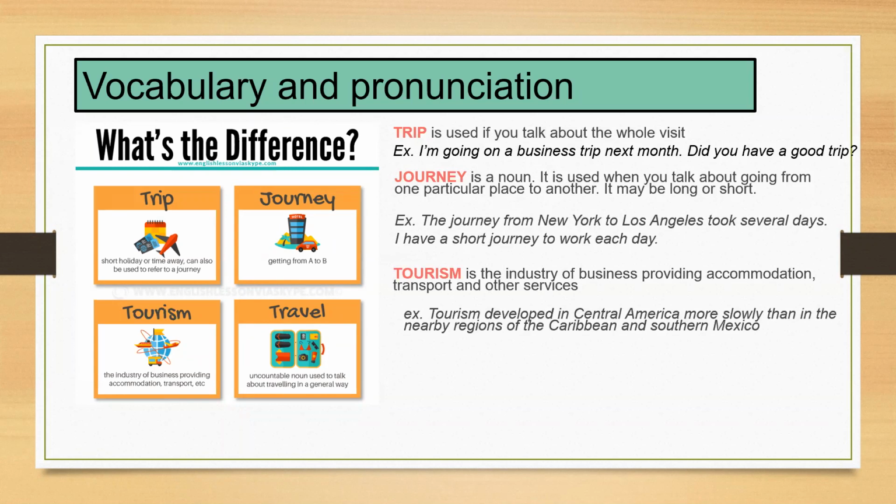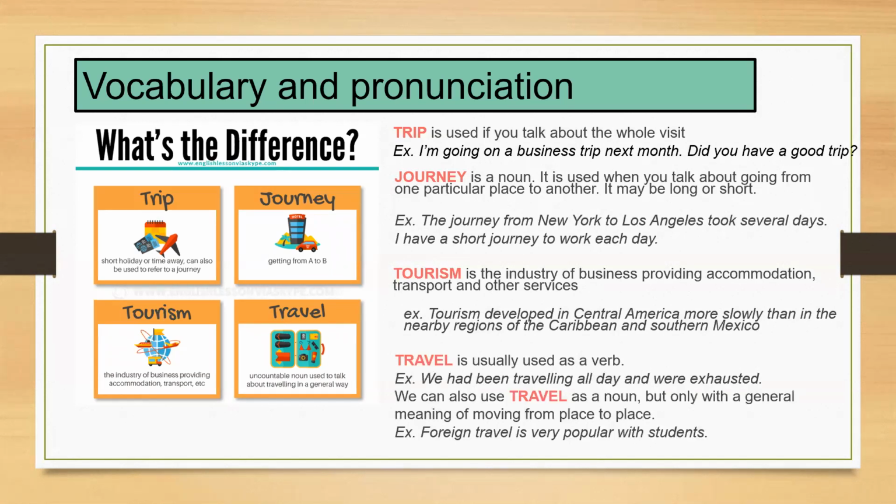Tourism is the industry of business providing accommodation, transport, and other services. For example, tourism developed in Central America more slowly than in the nearby regions of the Caribbean and Southern Mexico. Okay? Entonces ya estamos hablando de la industria turística y en este caso decimos que se ha desarrollado menos rápido o más lento en Centroamérica que en el Caribe y el sur de México.